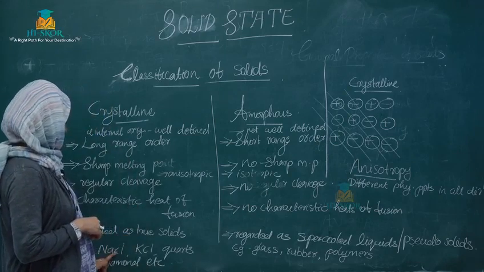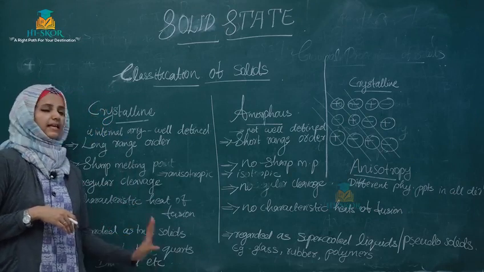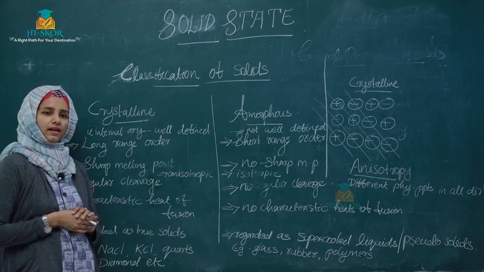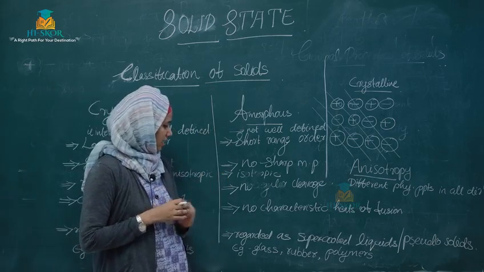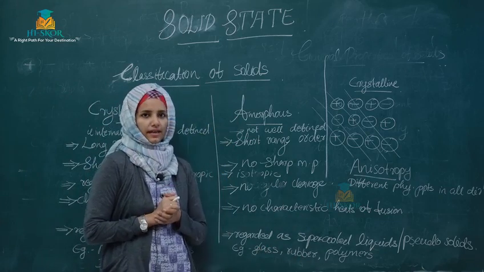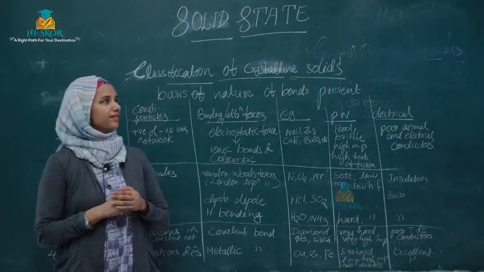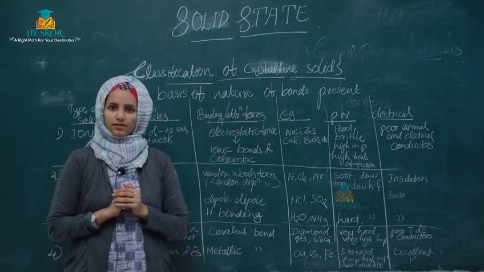Now I can give some examples: NaCl, KCl, quartz, diamond, etc. are examples for crystalline solids. Next, amorphous solids. What are the examples? Glass, rubber, polymers, etc. Next is the classification of crystalline solids on the basis of nature of bonds.